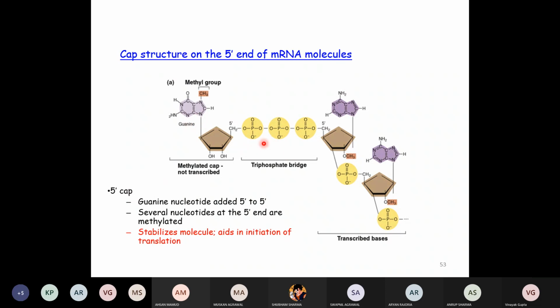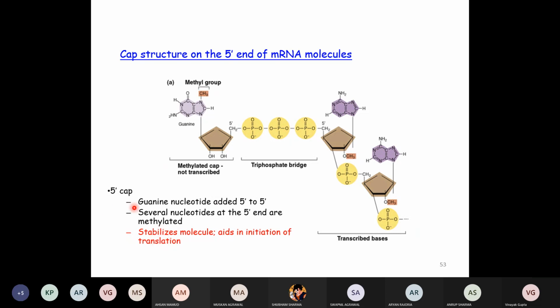And this bridge is somewhat unique. It is 5' to 5'. Generally, we have the bonds in the structure of DNA or RNA 5' to 3'. Here, this triphosphate bridge is quite unique. It is 5' to 5', and because of this, a methylated guanine is added. It is called cap, capping of mRNA. What is the advantage here? The capped mRNA is going to increase the stability of the mRNA.